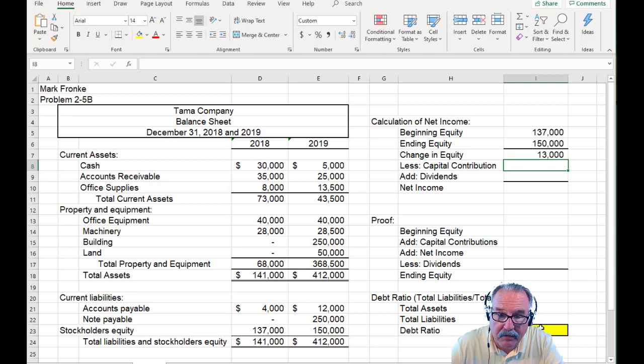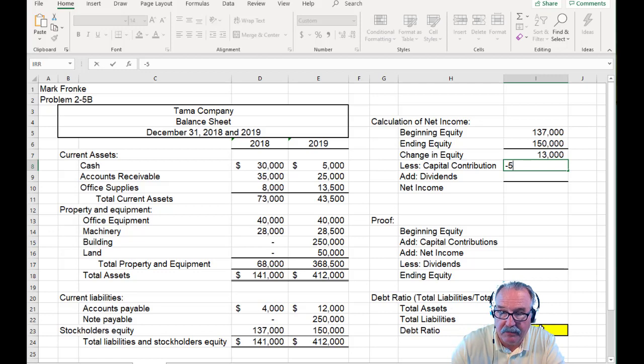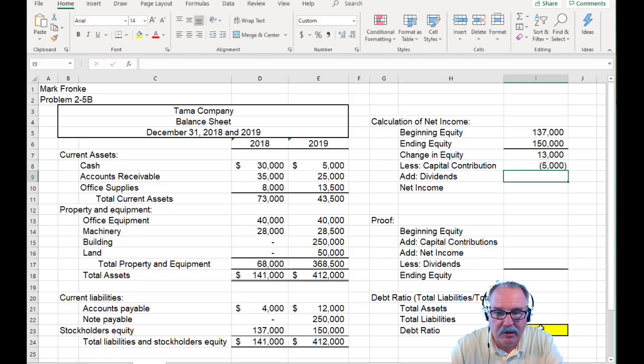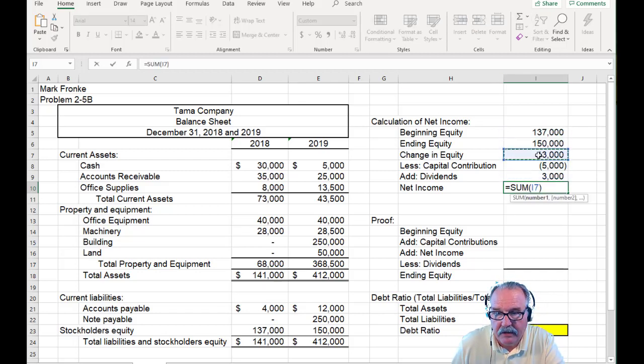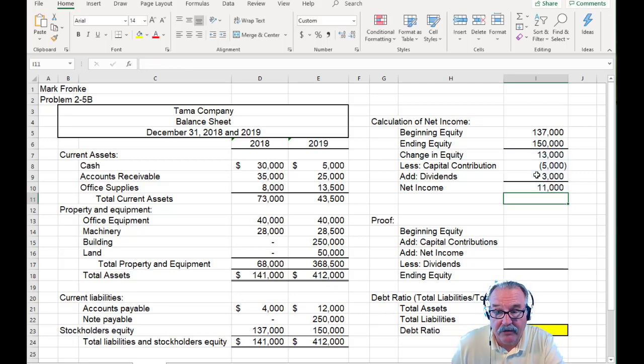They told us in the problem that capital contributions were $5,000. So if capital contributions went up $5,000 and that made equity go up $5,000, right? We're trying to get net income. We have to subtract that capital contribution to take the effect out. This is similar to what we did in chapter 1 in that 5 company side-by-side thing, right? We have to add back the dividends that were paid. Dividends that were paid is $3,000. So we're taking the effect of that out of the equation. And so our net income is $11,000.